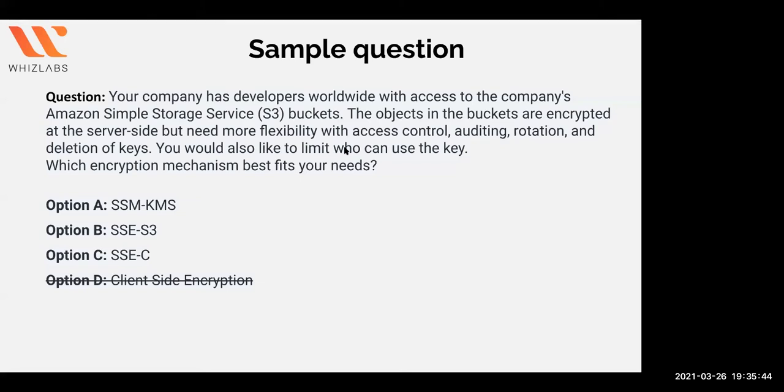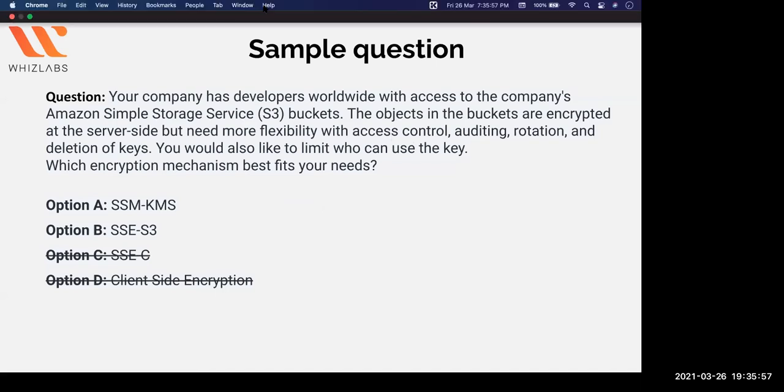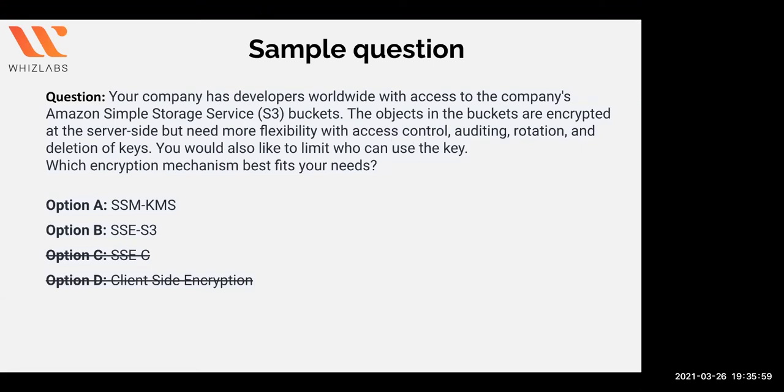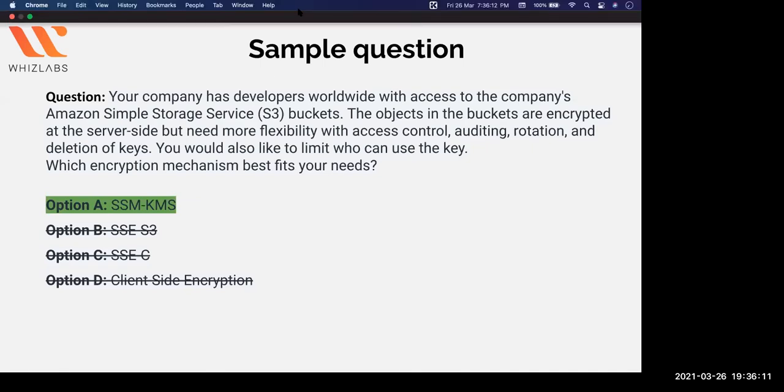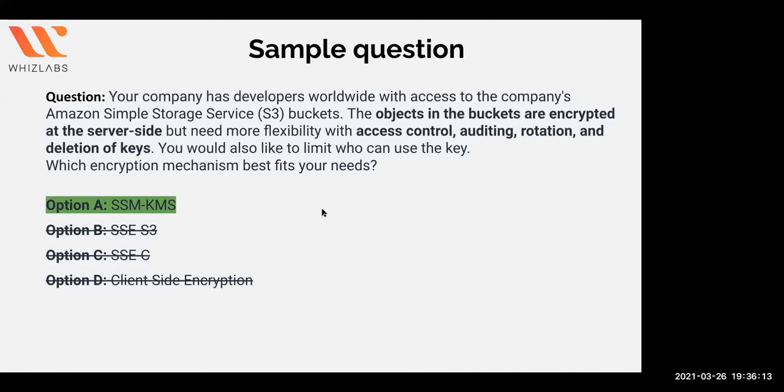Okay, so let's understand. With client-side encryption, it is nearly impossible to access, rotate, or audit the keys automatically. Then comes the SSE-C, which does not give you the privileges to do so. Then comes the SSE-S3, which is managed by S3 only. So the correct option is SSE-KMS. Thank you for participating in this quiz. I'll be taking over to the next.